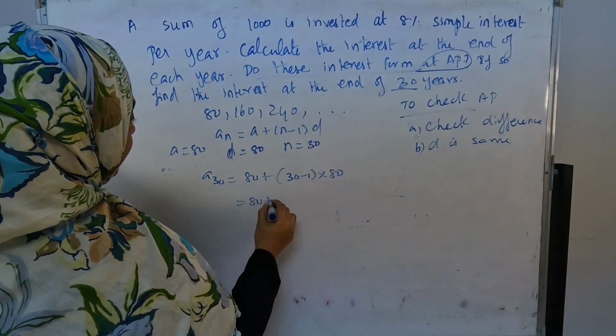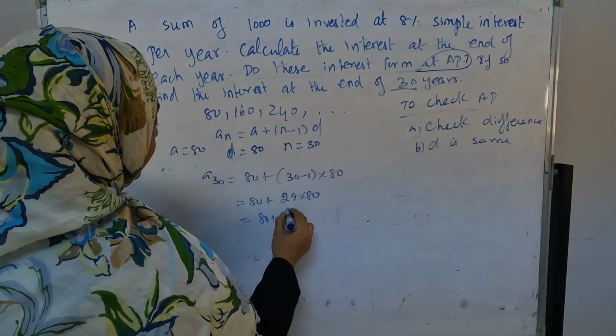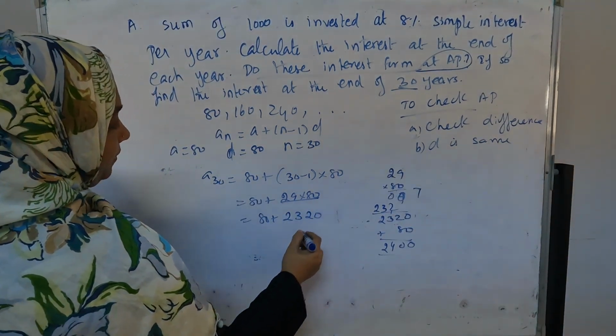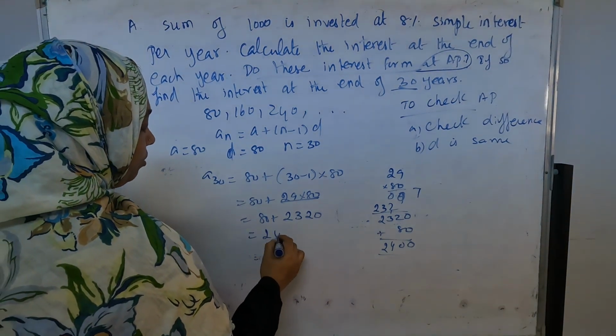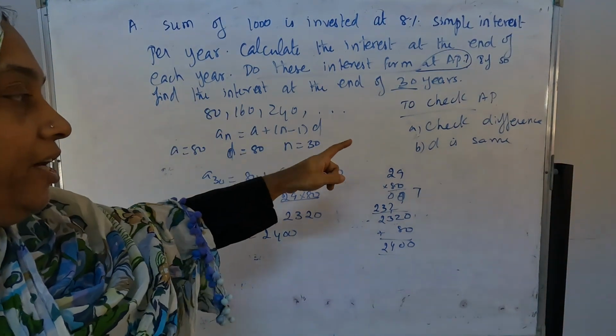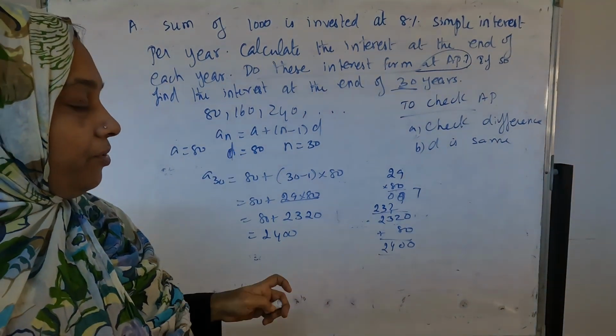So 80 plus 29 into 80. The answer 2320 we are getting. When we are adding this one, 2400, this is the interest we will get at the end of 30 years. This much is the simple interest we will get. This is the answer for this one.